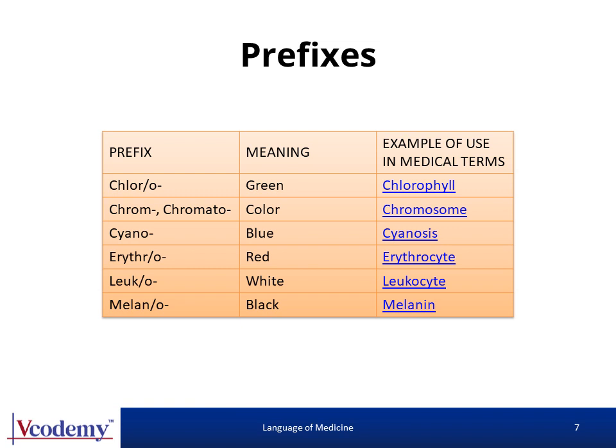Erythro meaning red. Example of use in medical terms is erythrocyte. Commonly we call it red cells, red blood cells. Leuco meaning white. Leukocyte, white blood cells. Melano meaning is black. The term is melanin.